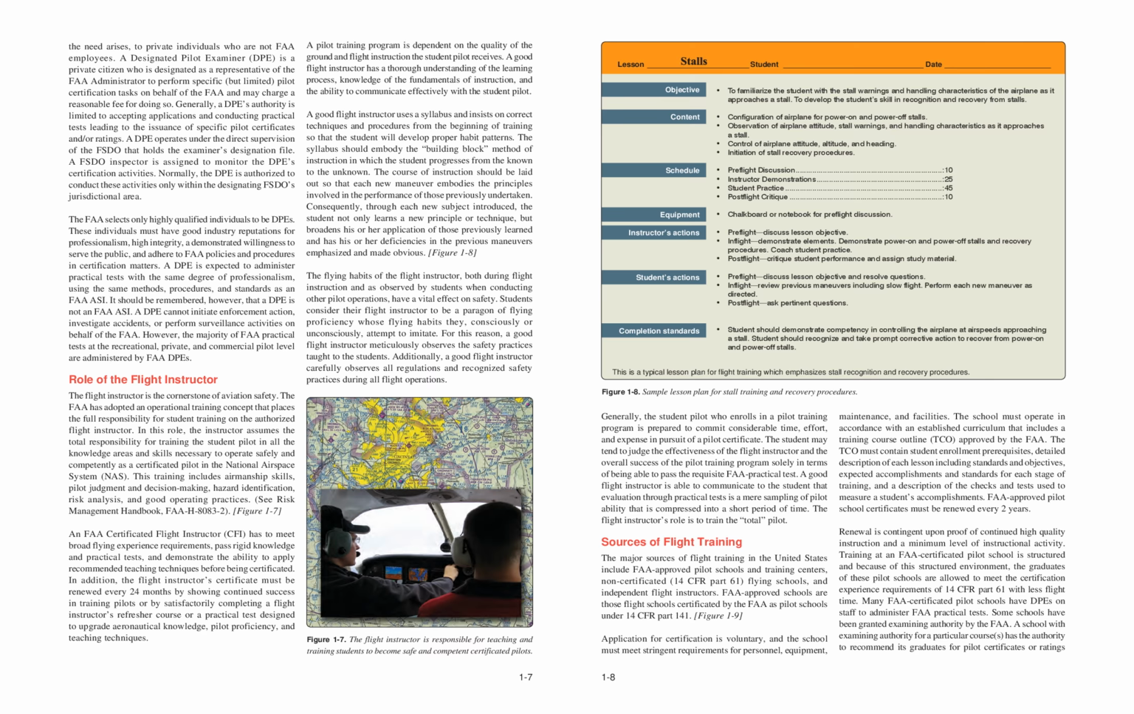Lesson, student, date. Objective: To familiarize the student with the stall warnings and handling characteristics of the airplane as it approaches a stall. To develop the student's skill in recognition and recovery from stalls. Content: Configuration of the airplane for power on and power off stalls. Observation of airplane attitude, stall warnings, and handling characteristics as it approaches a stall. Control of airplane attitude, altitude, and heading. Initiation of stall recovery procedures. Schedule: Pre-flight discussion.